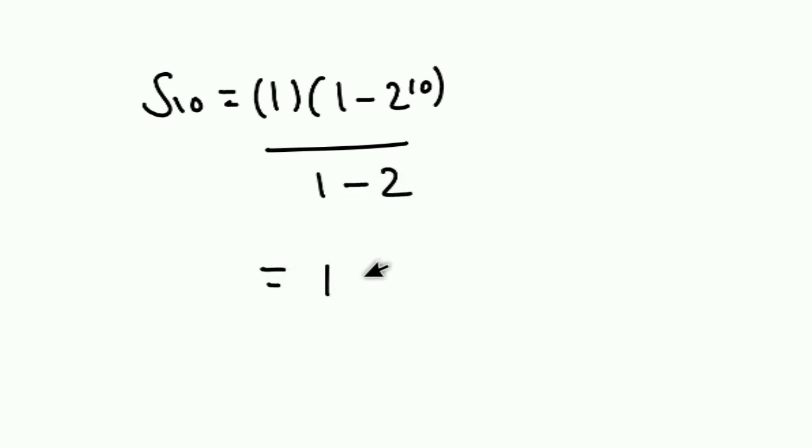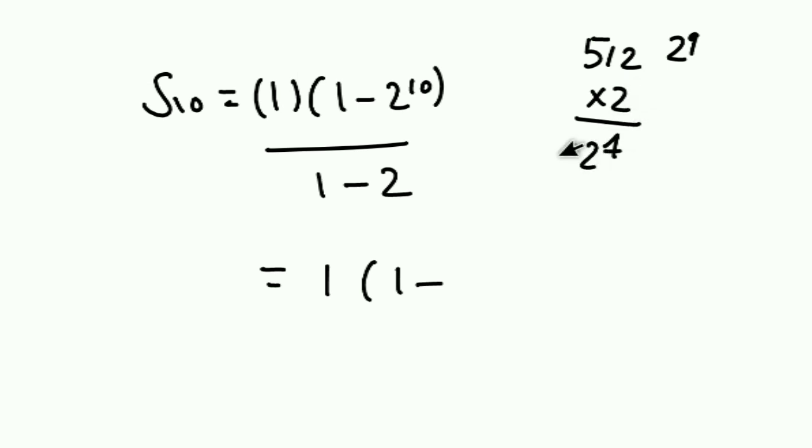So this will be equal to 1 into 1 minus 2 raised to 10. Previously we got 512 for 2 raised to 9. So for 2 raised to 10 we have to again multiply it by 2. So we will get 2 2s are 4, 2 1s are 2, 2 5s are 10.